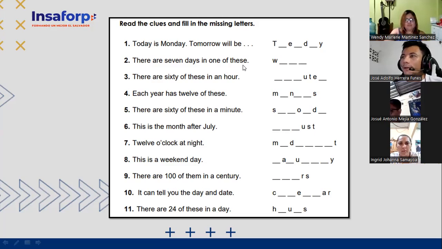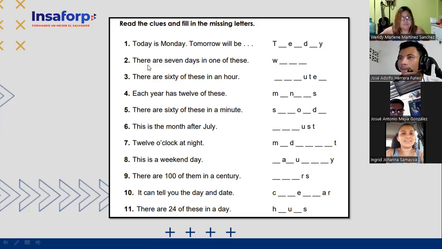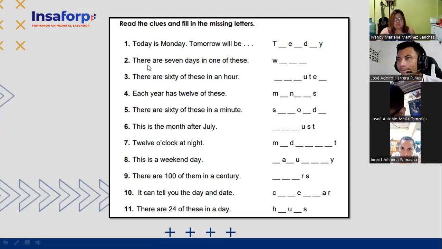Number two. Leamos la pista primero. Okay. There are 7 days in one of these. W-E-E-K. There are 7 days in one of these, week. Correct. En cada semana hay 7 días. That's week. Very good, Adolfo. Number three, please.